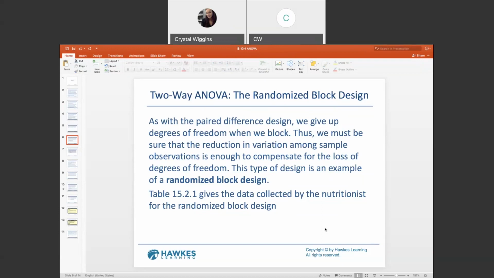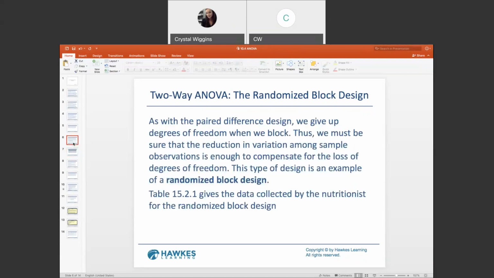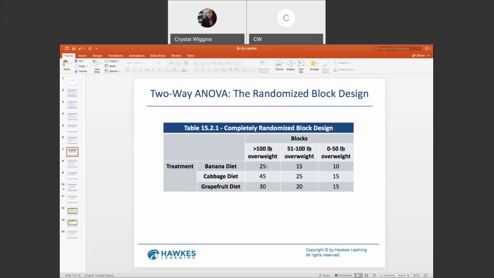Okay, in the following table, we get the data that was collected by the nutritionist for each of the randomized block design. So here we are, we have over 100 pounds overweight, and this is saying how much weight they lost. Let's see, it gets collected by the nutritionist. Guessing this is the weight that they lost. 25 pounds on average in the banana group, 45 pounds on average in the cabbage group, and 30 pounds lost in the grapefruit group.